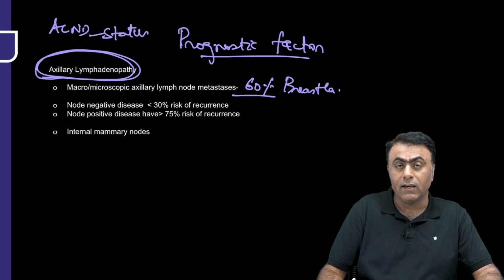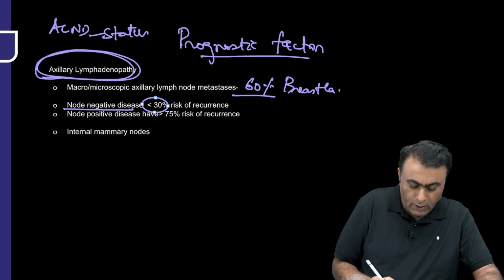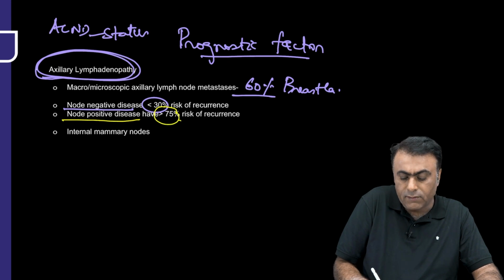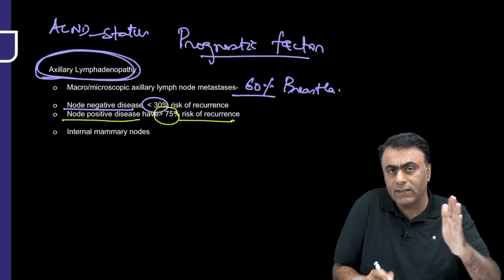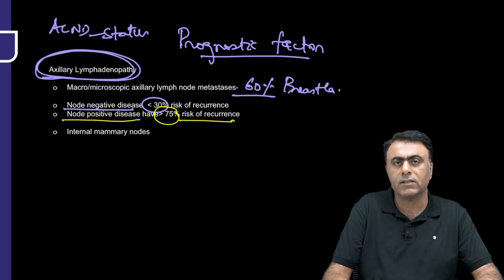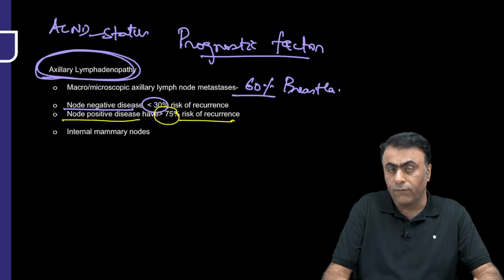In fact, it has been seen that patients who have node negative disease have less than 30% risk of recurrence, while patients who have node positive disease have more than 75% risk of recurrence. So node negative, less than 30% risk of recurrence, and node positive, more than 75% risk of recurrence. So most commonly involved lymph nodes are axillary lymph nodes.